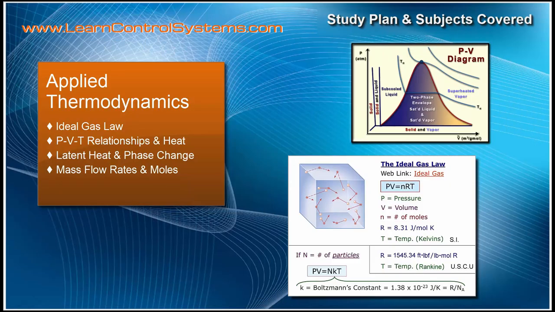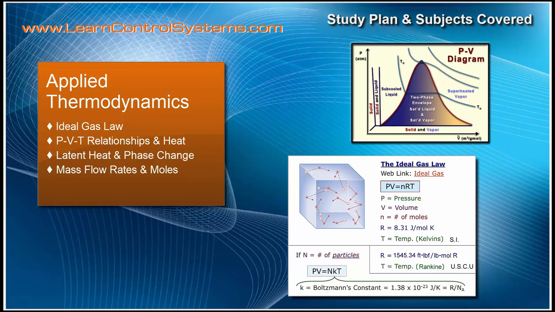Next, we'll look at applied thermodynamics, and we're going to look at the ideal gas law and how this works. We're going to look at pressure, volume, and temperature relationships and how heat affects this, and BTU content. These will be on your exams. We're going to look at latent heat, and this is the amount of energy you have to put in, in calories, joules, or BTU, to cause matter to change from solid to liquid or a vapor. This is called a phase change.